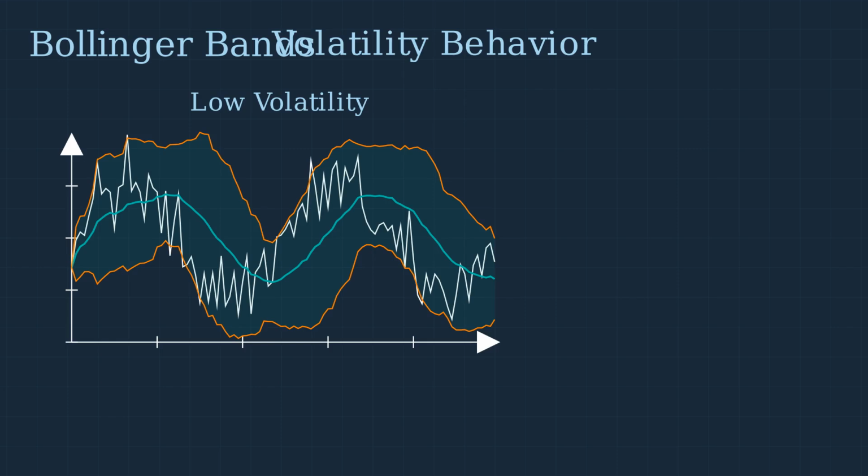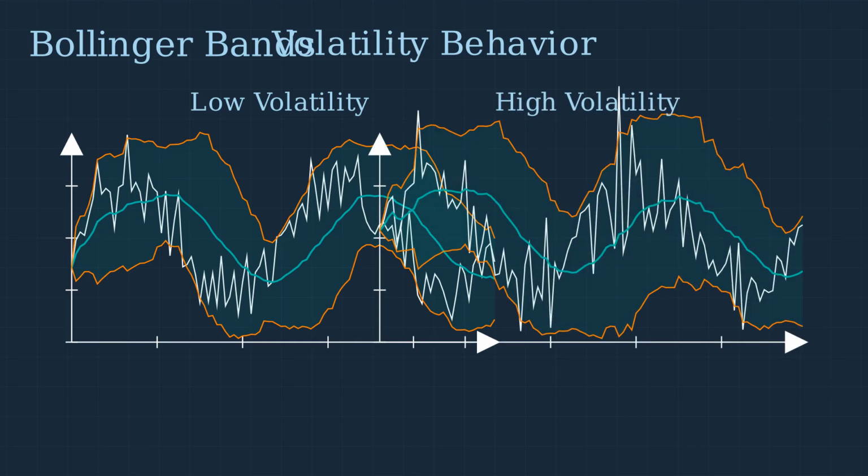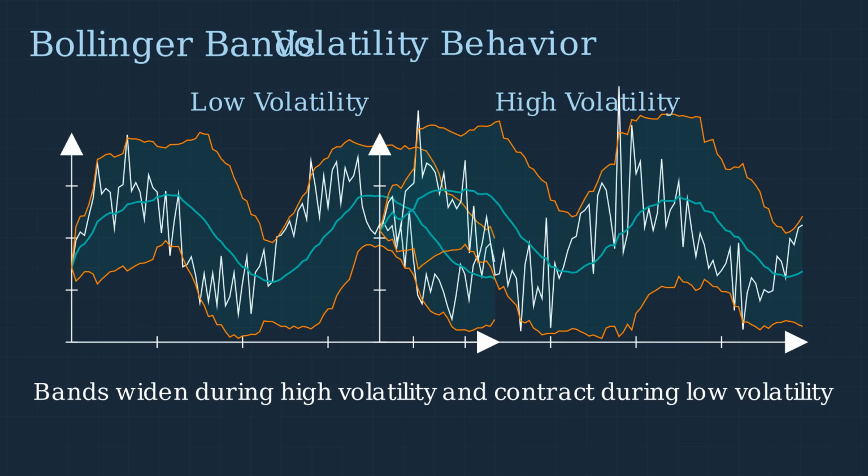During periods of low volatility, the bands contract, getting closer together as price fluctuations become smaller. During high volatility periods, the bands expand to accommodate larger price movements, providing dynamic support and resistance levels. This adaptive nature makes Bollinger Bands effective across different market conditions and timeframes.